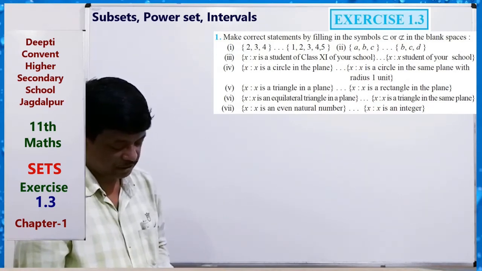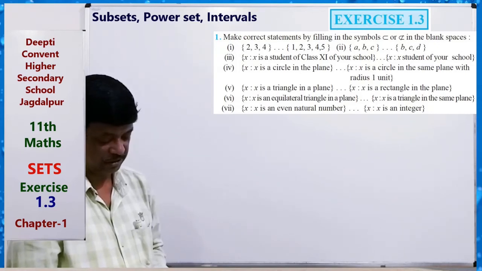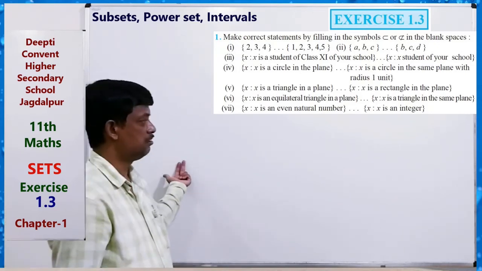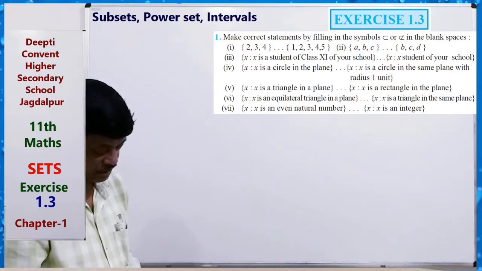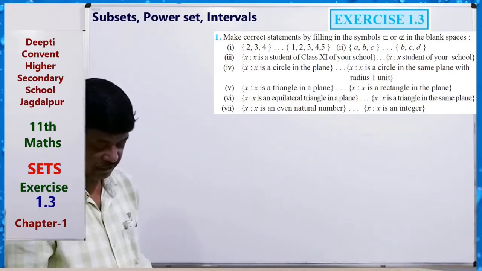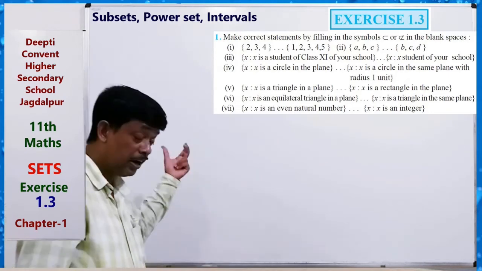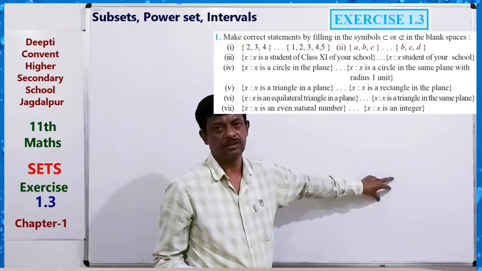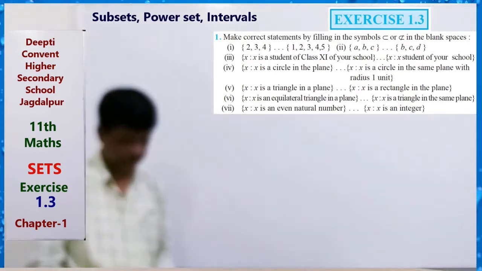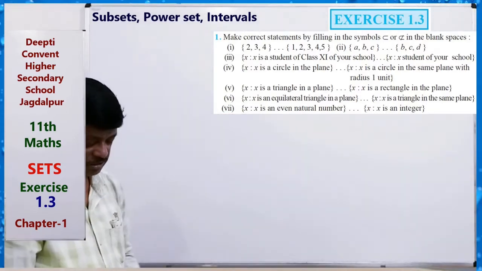X is a triangle in the plane and X is a rectangle in the plane. Triangle in a plane, here rectangle, so not subset. X is an equilateral triangle, X is a triangle in the same plane. Equilateral triangle is some special type of triangle, while all the triangles are there. So subset: some of the triangles from all triangles.